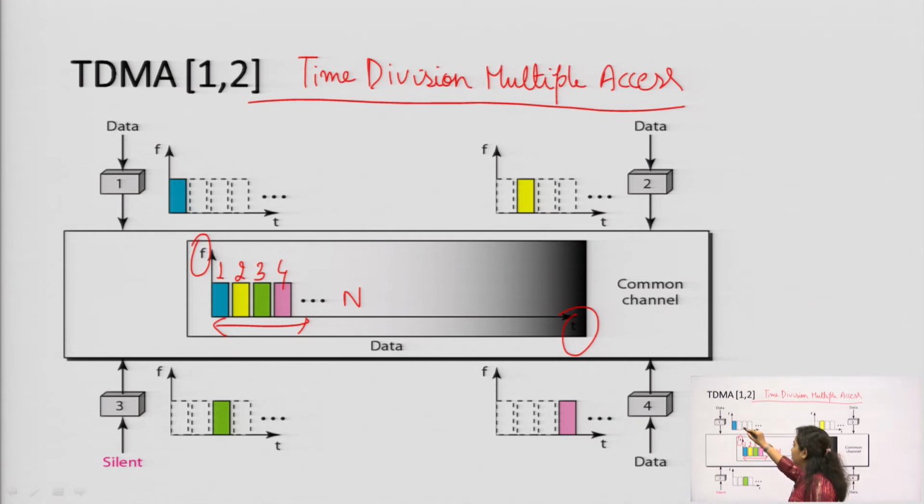Now, this is the data that has to be transmitted by the first user, and you can see that the time that is allocated to this user is denoted by this blue color. Then the second user has the time allocated, denoted by this yellow color. The third user is using this time slot that is denoted by this green color, and this shows this pink color of time slot.